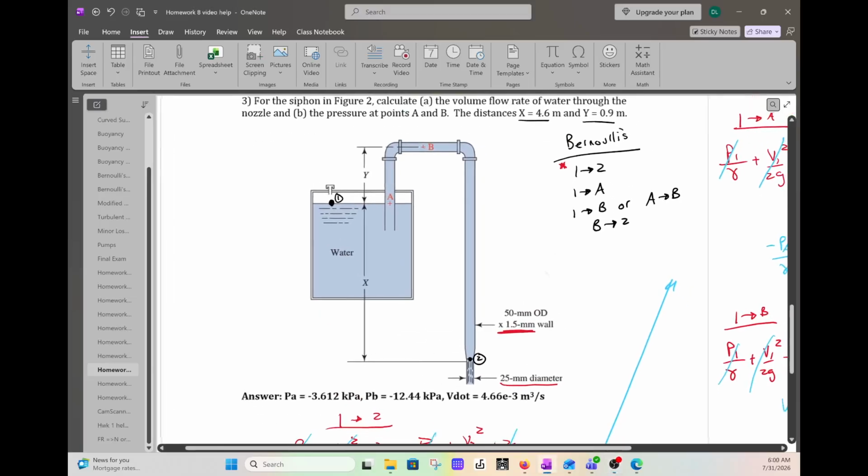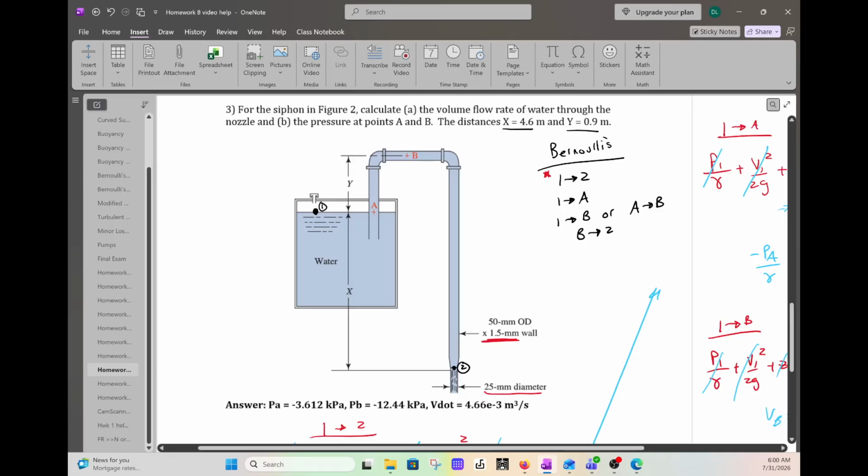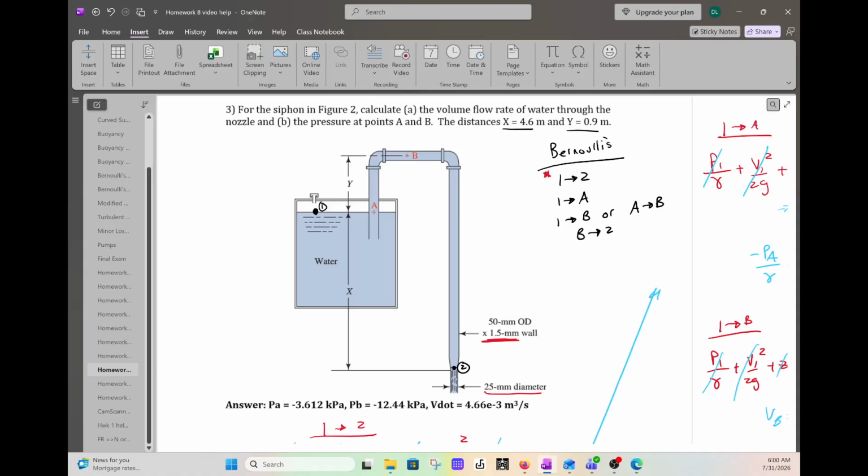All right, good morning. I had some requests to make a video to help you with this problem, homework 8, problem 3, which is perfect. So here you have a tank and you have a siphon, and it's sucking water in the tank, going through A, B, and then spitting out at 2. And it wants you to find the pressures at A and B.